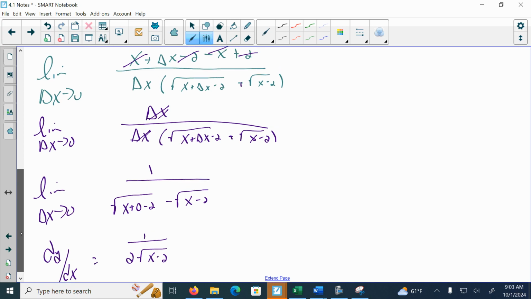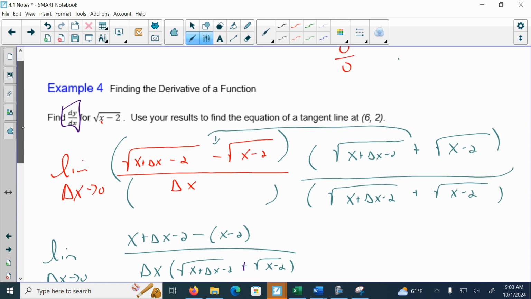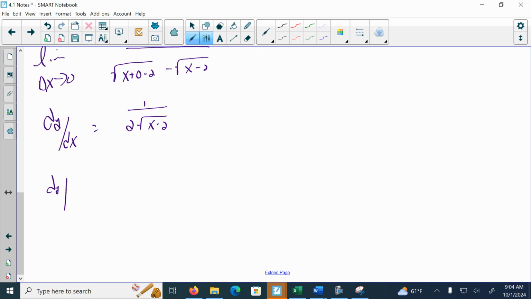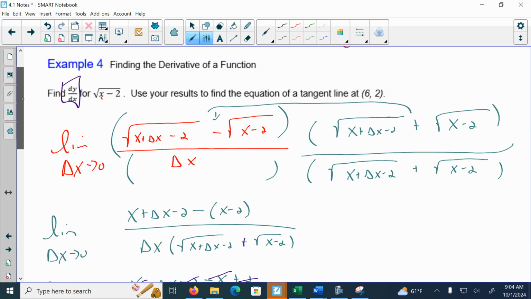So I have that. Now I'm going up here and I want the point (6, 2). So first of all, I'm going to find the slope at 6, 2. I guess we should do that too to be technical. So I'm going to have 1 over 2 times the square root of 6 minus 2. So my slope will be 1 over, that's 4 minus 2, so the square root of 4. Oh, I'm taking 2 times 2, so I get a slope of 1/4.